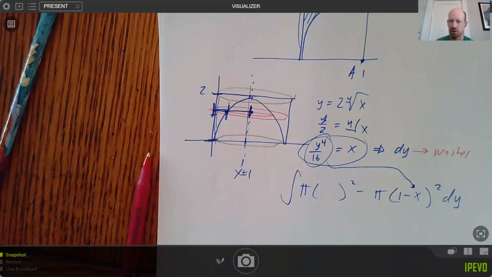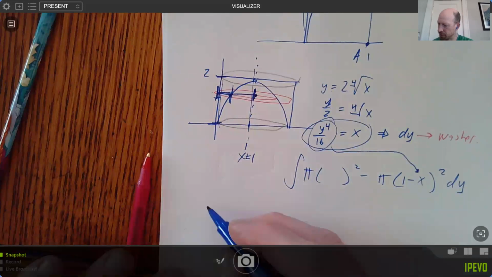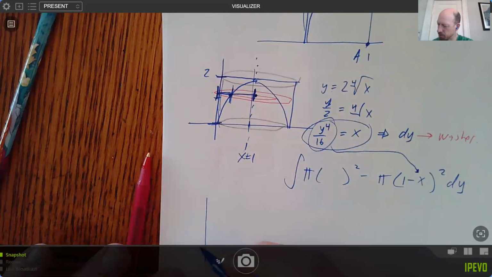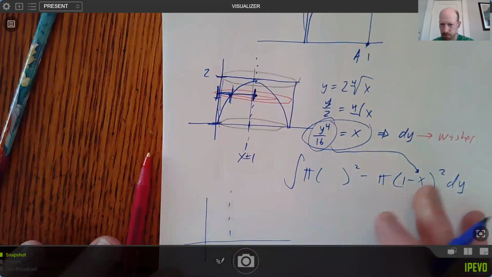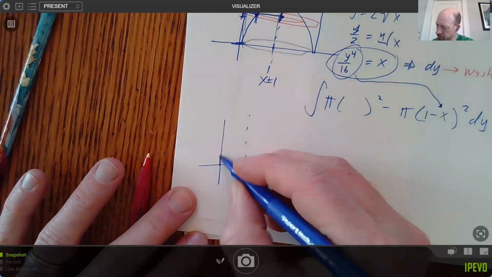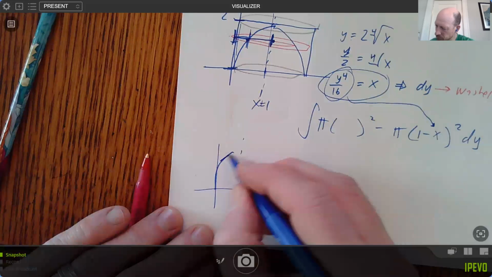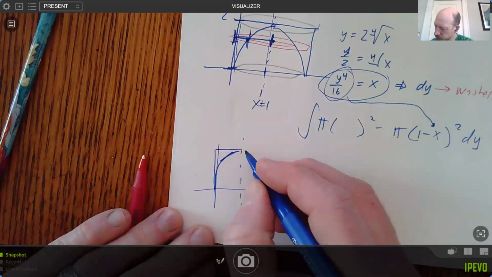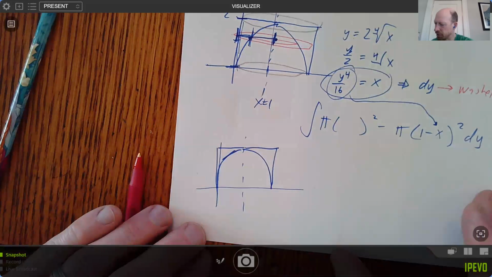Maybe I should, since I have this shape here and I have the function written out, oops, that was a bad art move there. I don't like it.